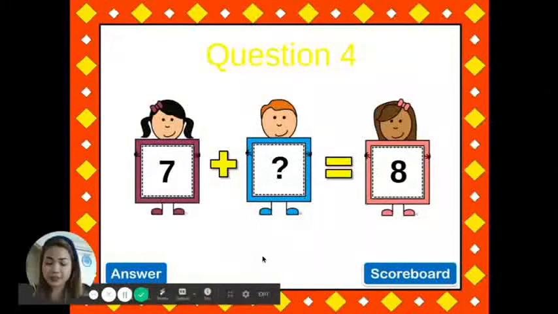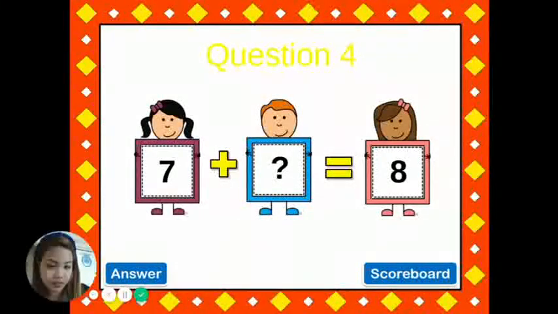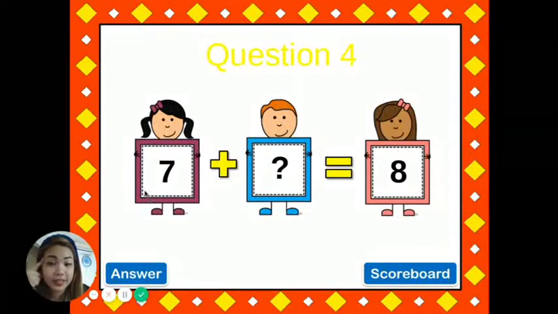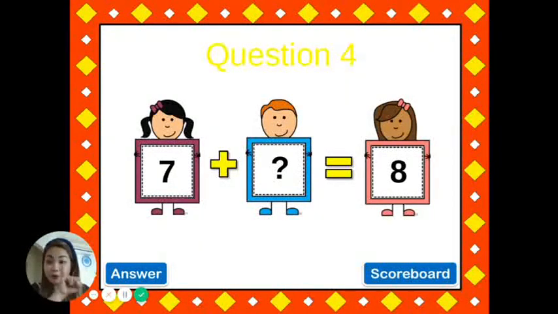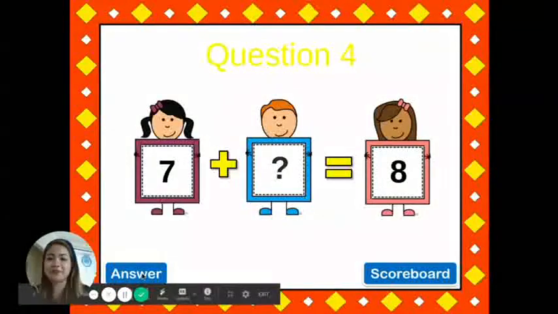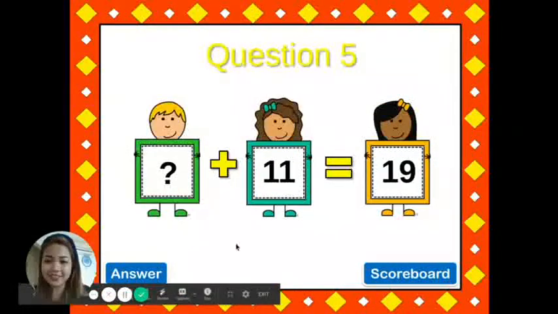Next one. What can be added to 7 that the answer is 8? So put the number in your head, the one of the addends, okay, here. 7, 8. Oh, you've reached 8. So how many do I have in my hands? 1. Perfect. There you go.